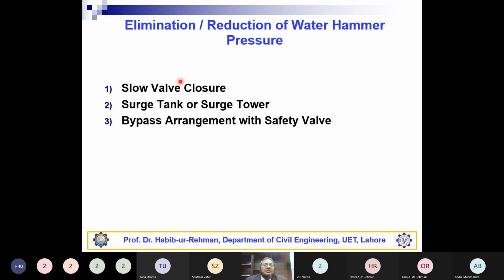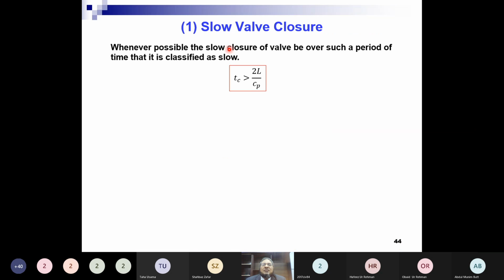So three approaches are available. Number one, provide slow valve closure. Don't close the valve so quickly. You can reduce water hammer pressure, as we have seen in the previous problem. Number two, provide a surge tank or surge tower, which we will discuss later on subsequent slides. Or number three, provide a bypass arrangement with safety valve. Now we will discuss these one by one on the next slides. Number one is slow valve closure.